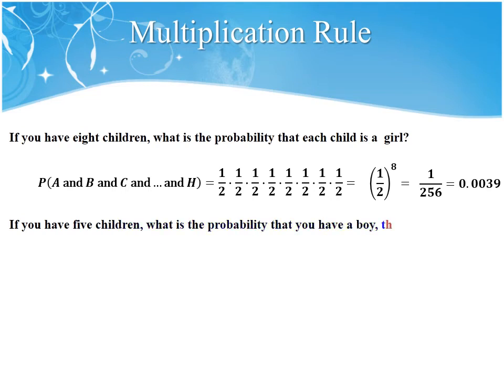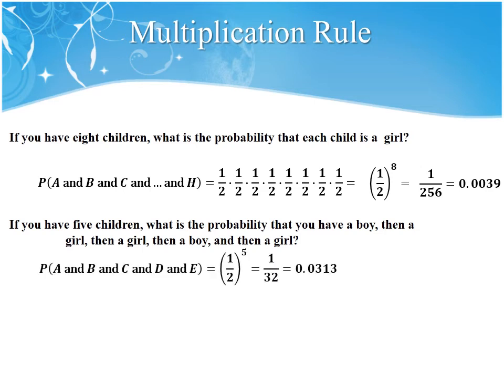If you have 5 children, what's the probability that you have a boy, and then a girl, then a girl, then a boy, and then a girl? Well, the idea is the same. In this case, we consider 5 separate events, but again, having children is independent from having any previous children. So the probability of having a boy is 1/2, the probability of then having a girl is 1/2, etc., 5 times. So we just have to calculate 1/2 to the 5th power. And that is a 1 out of 32, or a 0.0313 probability of having a boy, then a girl, then a girl, then a boy, and then a girl.